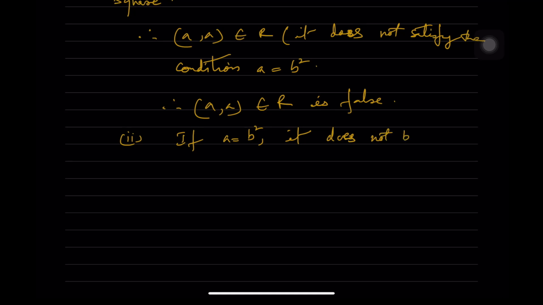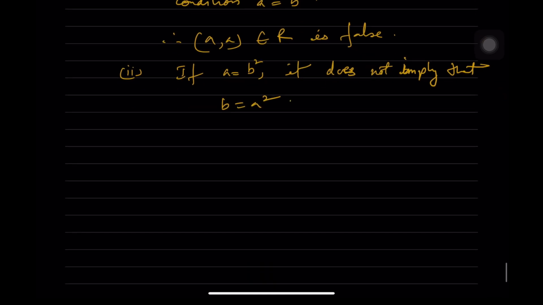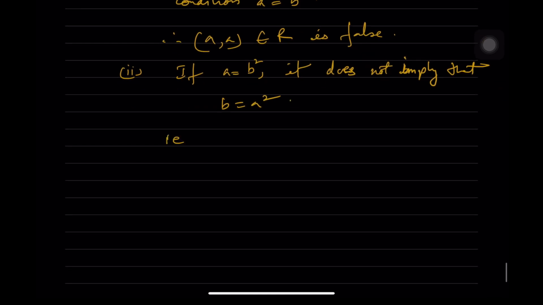So actually it is in the question, if A is equal to B square, that is if AB belongs to R, it implies that BA also belongs to R. But if here A is equal to B square, it does not imply that B is equal to A square. So therefore AB belongs to R implies BA belongs to R is not at all true.